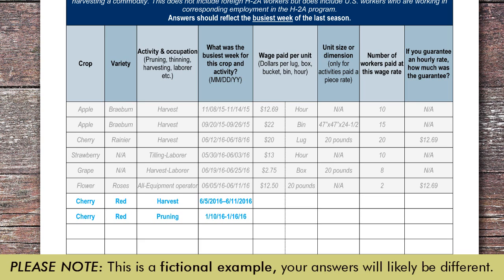Wages paid per unit. For the 5th column, I need to carry across the crop variety activity combination information I provided.